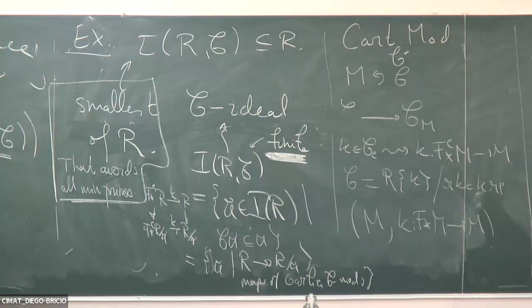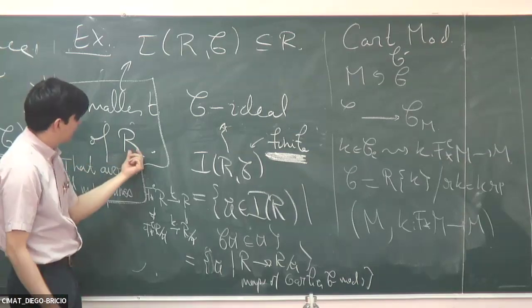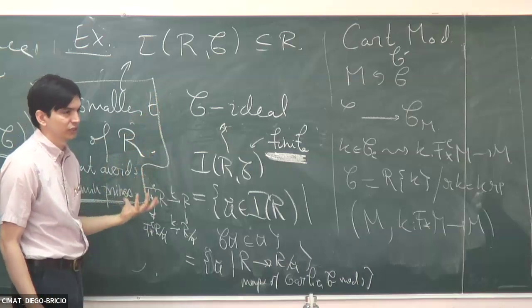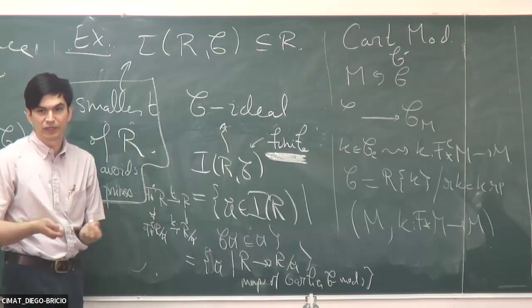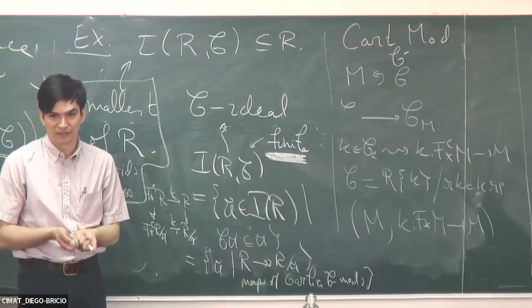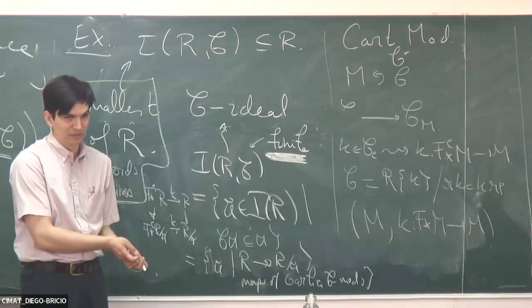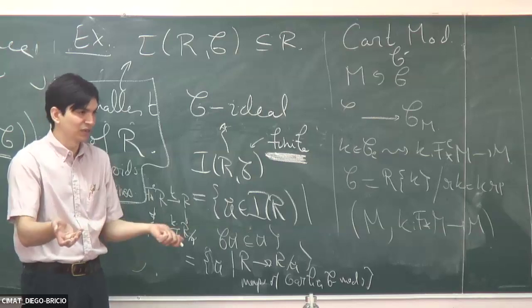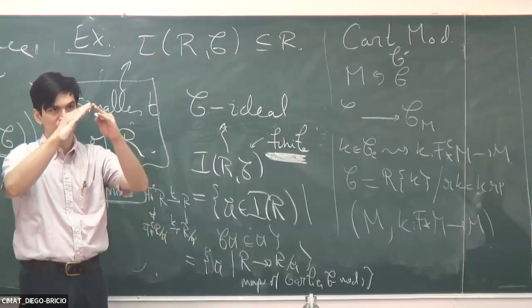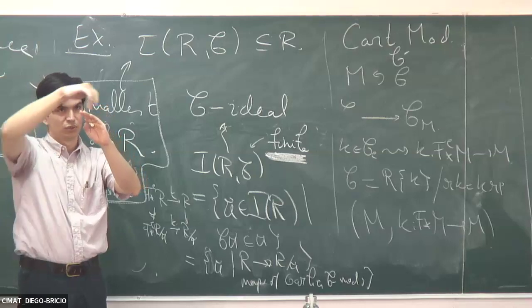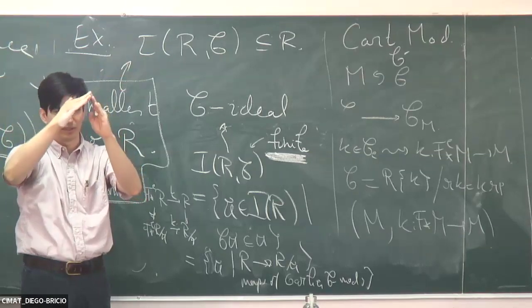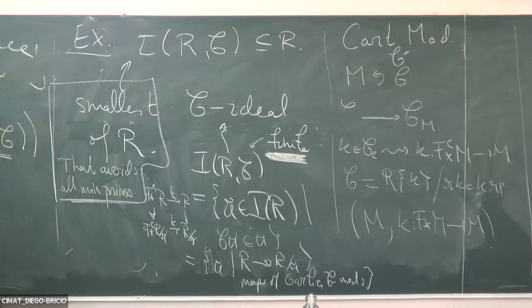Because what is the thing? If you have an ideal that avoids all the minimal primes, it is automatically equal to R generically. Think of a ring that is a domain. If you have an ideal and you localize at the 0 prime ideal, then that ideal that you started with becomes R. When you localize at the prime, you lose all other ideals that are not named. So yeah, this is the most important example to keep in mind.